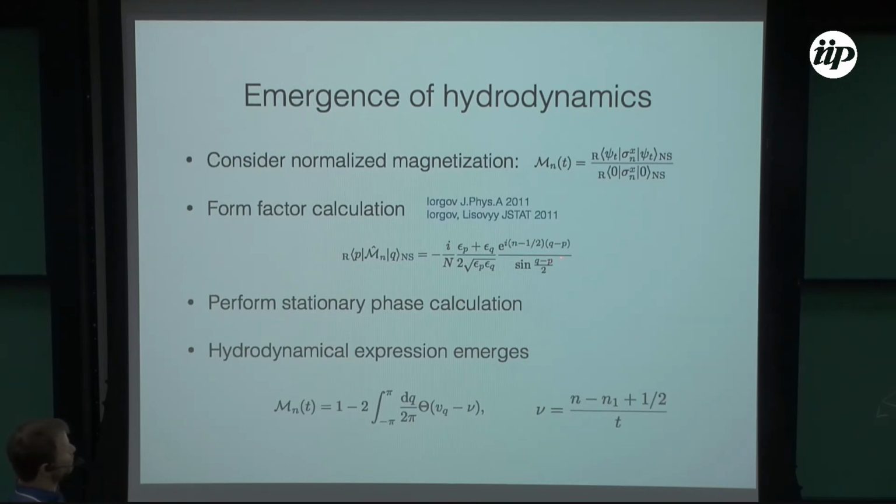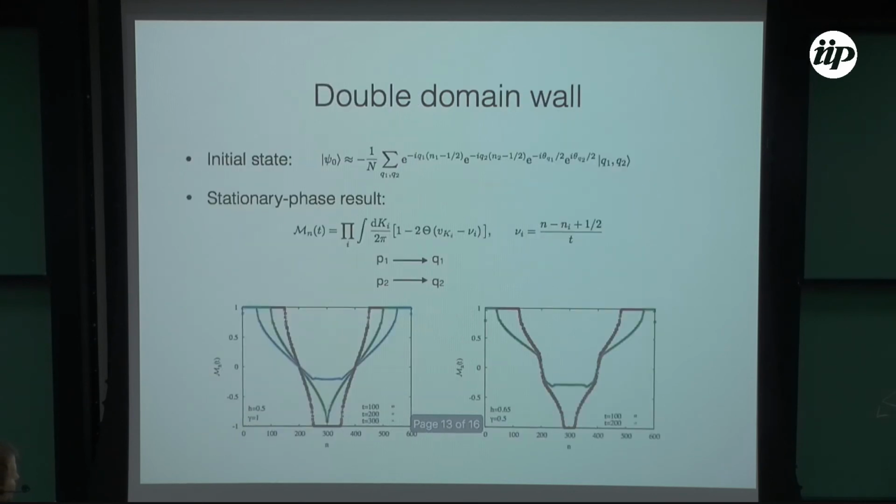There is one feature you have to be aware of. There is a pole. So if P equals Q, there is a pole. Actually that's what gives you the particle. The incoming wave P and the outgoing wave Q have to match. This is what gives you a particle contribution. So it turns out that if you do the stationary phase calculation, which is now a bit more complicated because you have a quadruple integral, the result is very simple.